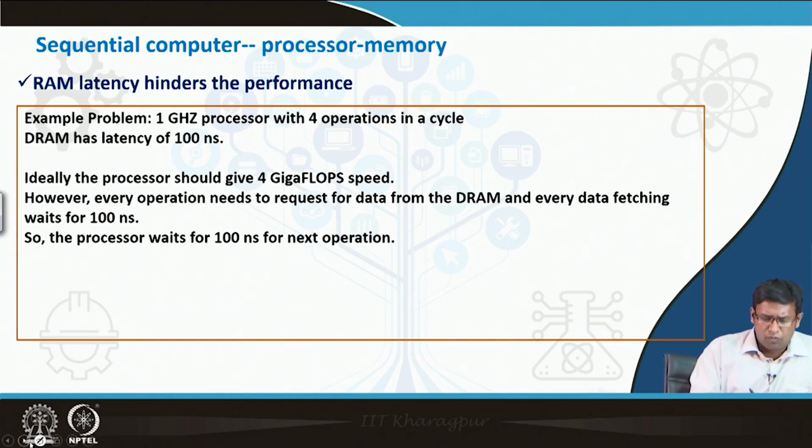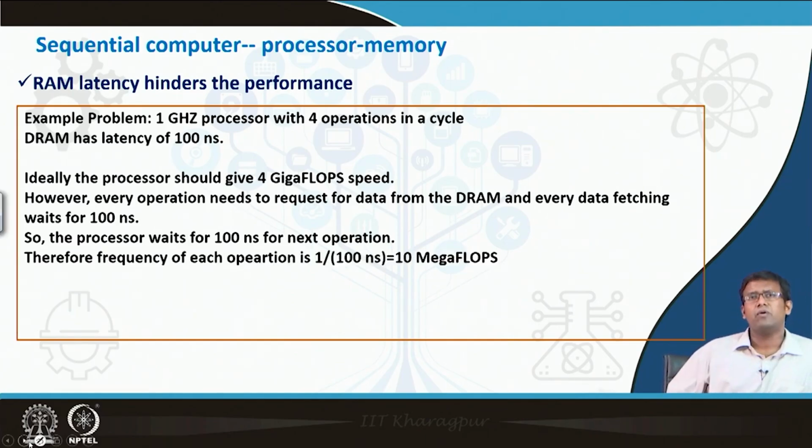Therefore, in 1 second it can do only 1 by 100 nanoseconds operations, because once one operation is done, it is waiting 100 nanoseconds to get the data. Once one instruction is launched, it is waiting 100 nanoseconds to get the data. So the frequency of each operation is 1 by 100 nanoseconds. In 1 second it can do only 10 into 10 to the power 6, or 10 megaflops, operations.